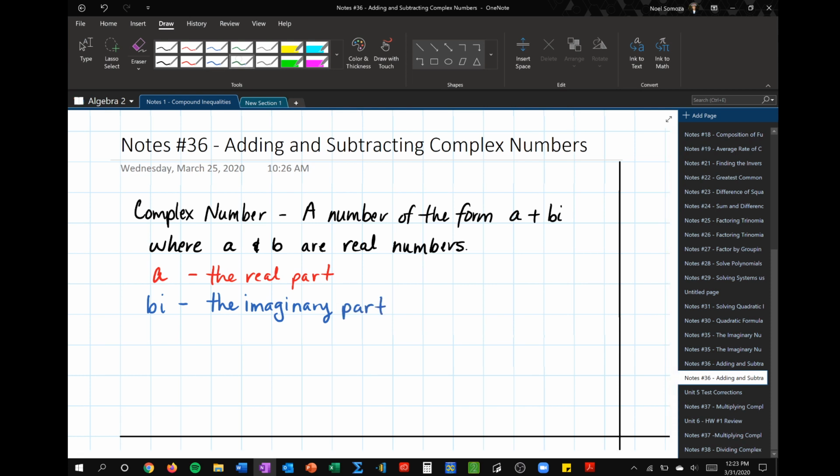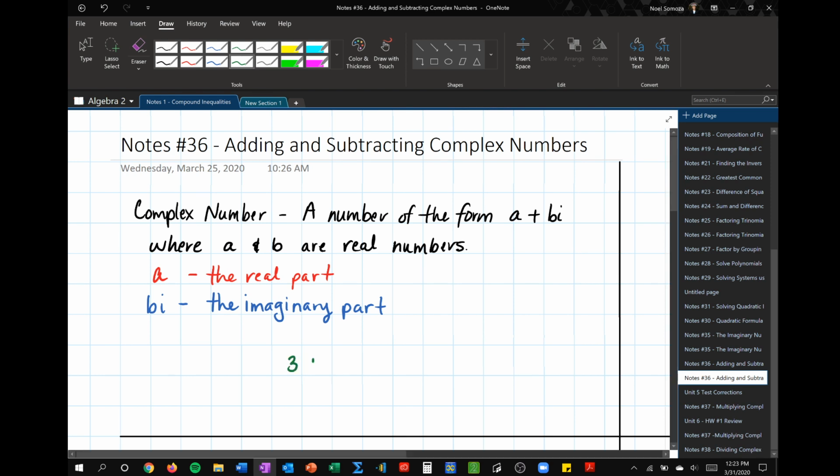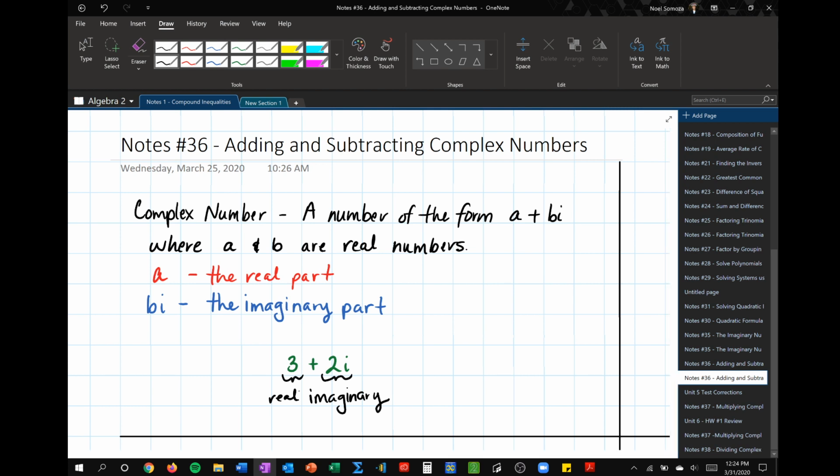When you have a number, for example, 3 plus 2i, what we dealt with last time was specifically just the imaginary number, the number and the i. So this would be considered the imaginary part of the complex number, and this part right here would be considered the real part. They're two separate, one is real, one is imaginary, but by adding or subtracting them, it becomes a complex number. That's what makes it complex: it takes one number from the real numbers, one number from the imaginary numbers, and puts them together.